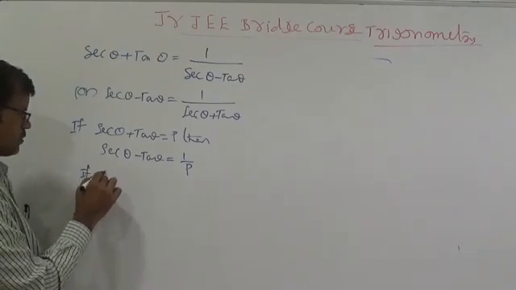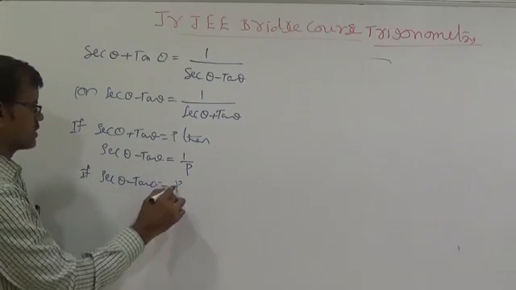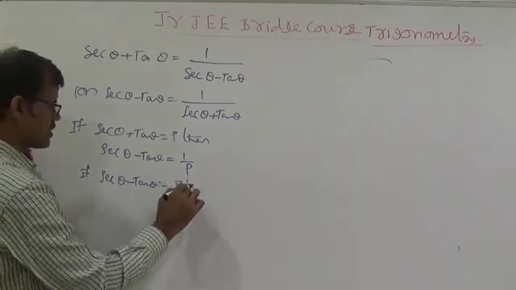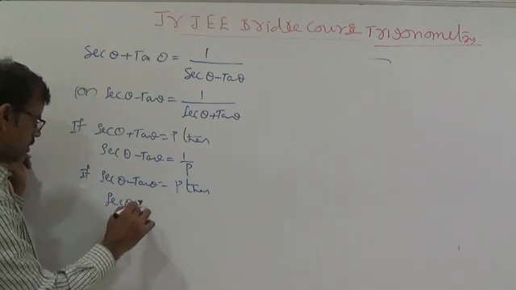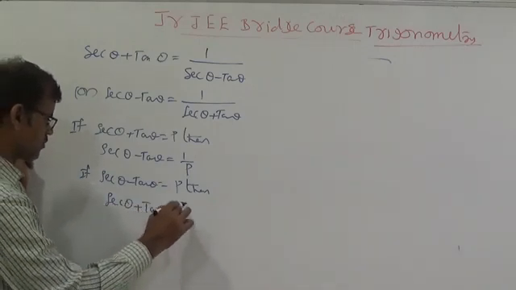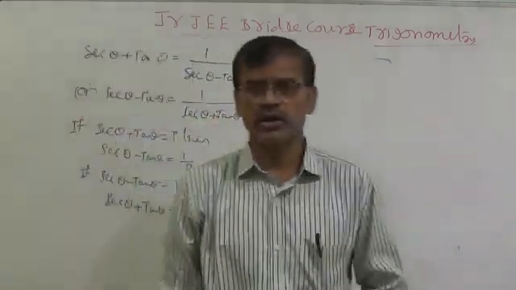Next, if secant theta minus tan theta is equal to p, then secant theta plus tan theta is equal to 1 by p. These are called reciprocals.